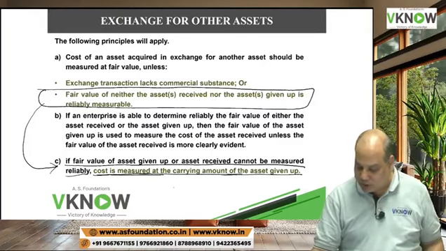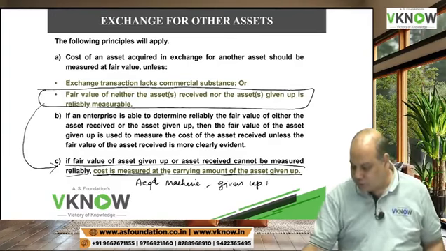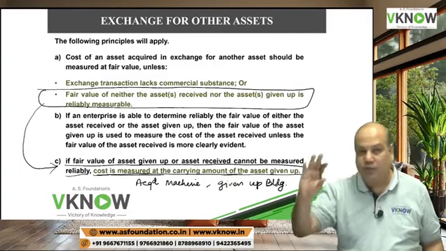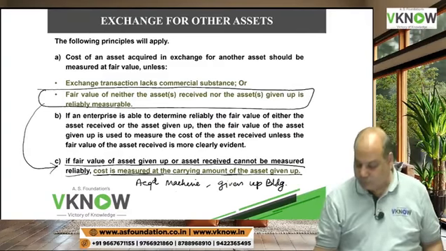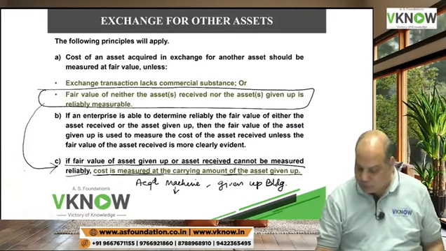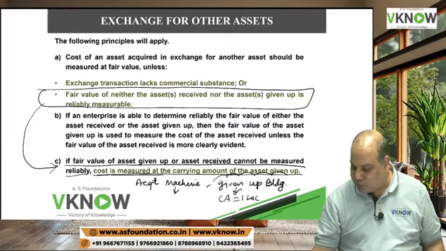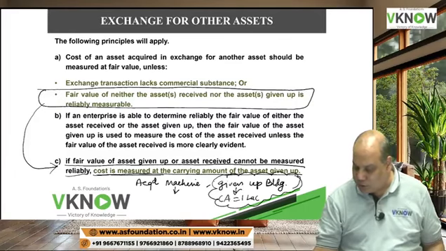Let us understand with the help of some numbers. Suppose I have acquired a machine and given up a building. Fair value of both are not available. But the carrying amount of the building in our books of account is 1 lakh. Carrying amount means book value. Carrying amount means cost minus depreciation.